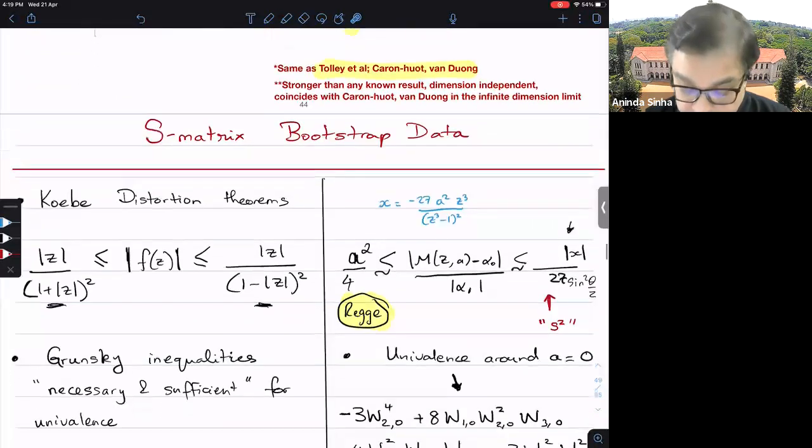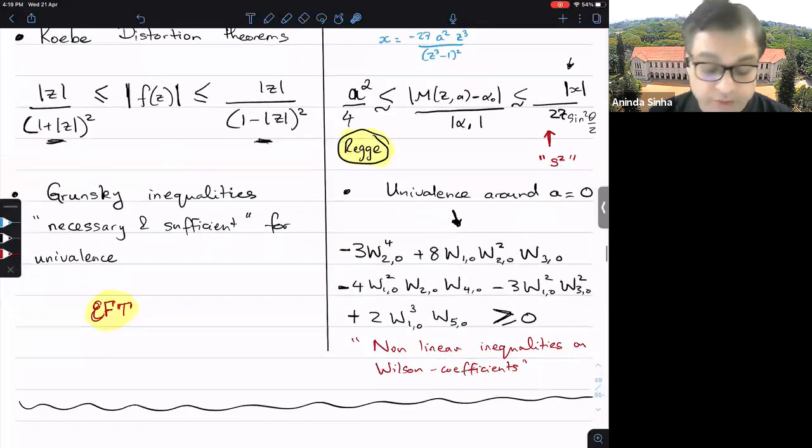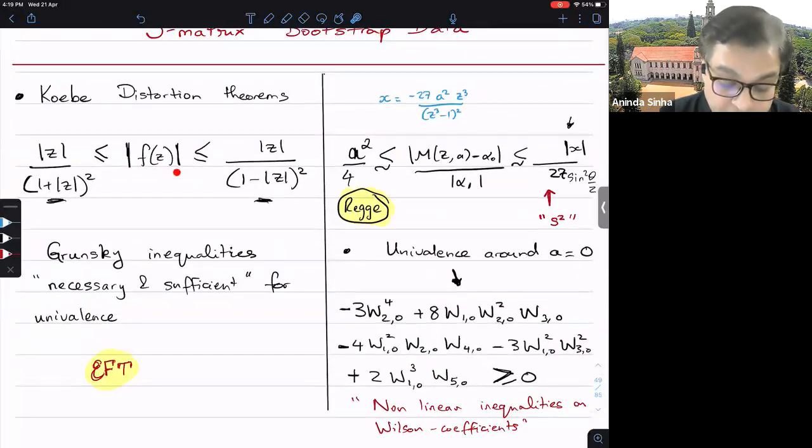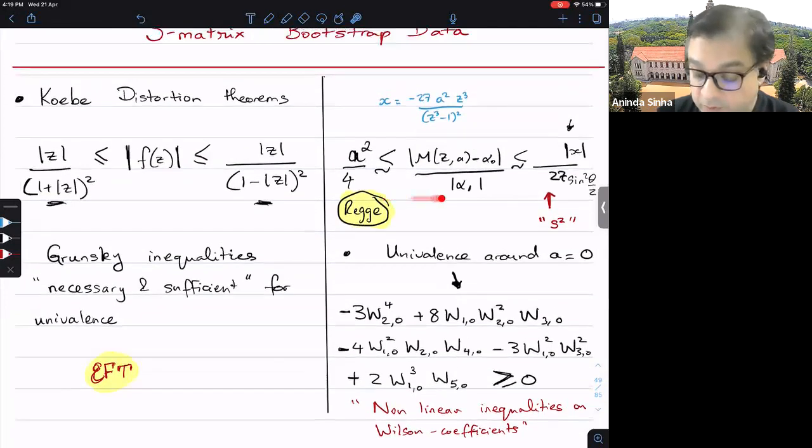So there are a lot of interesting things that you can do, which I don't have time to go to. In particular, you can derive two-sided bounds on the magnitude of the amplitude itself. It follows from what in the mathematics literature is known as the Koebe distortion theorems. So they have a similar two-sided bound on the inequality, which basically is analogous to the S-square inequality.